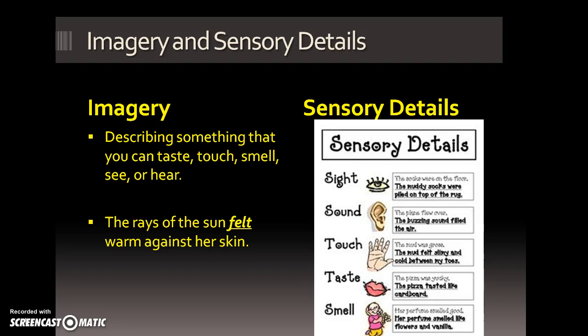Another way that you can show, not tell is through imagery and sensory details. Imagery. You are describing something that you can taste, touch, smell, see, or hear. The rays of the sun felt warm against her skin. So that would be more of a showing sentence because, again, they're giving us that feeling word. Sensory details include sight, sound, touch, taste, and smell. You have some lists in your writer's notebooks that you got last week that help you with that.